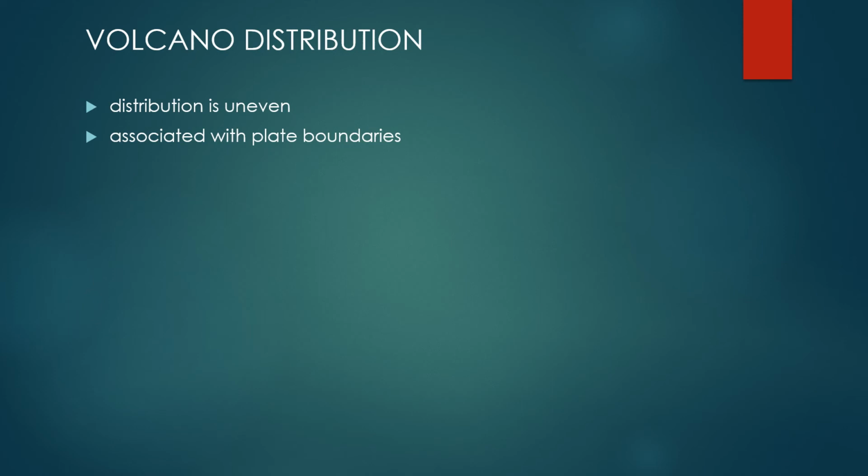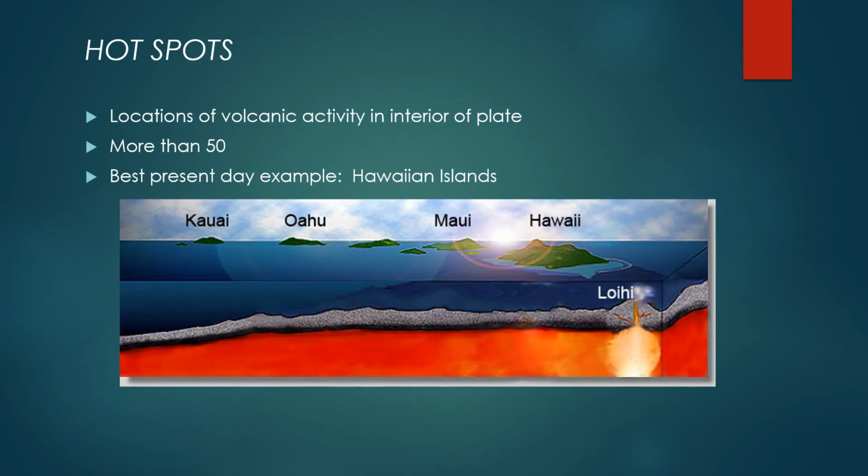The most notable area of volcanism around the world is around the margin of the Pacific Ocean, which we call the Pacific Ring of Fire. Locations of volcanic activity on the interior of plates are called hotspots. So hotspots is usually where magma rises along the margin of a plate.